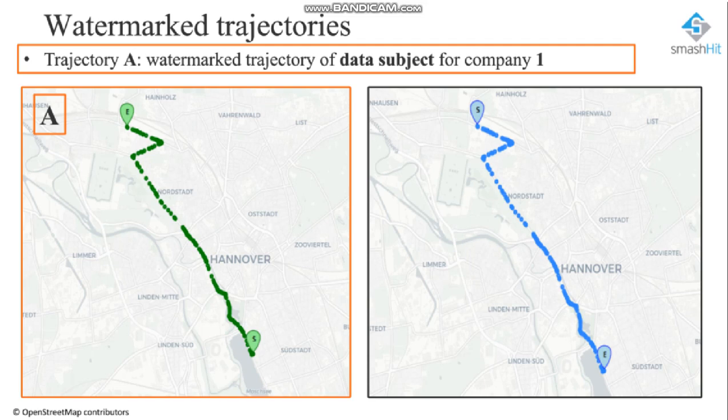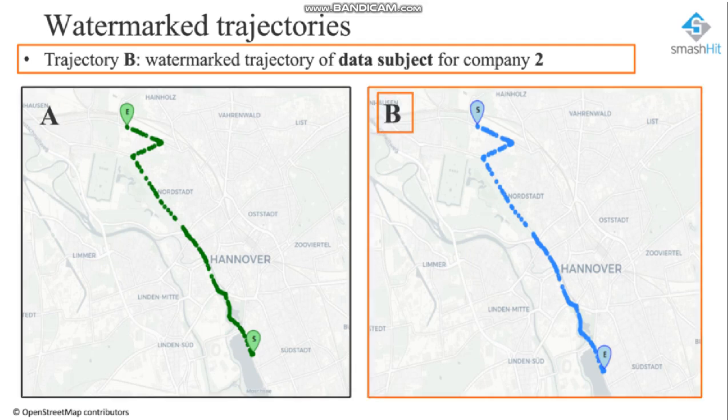Trajectory A is the watermarking result of the original raw trajectory for the first company. And trajectory B is the watermarking result of the original raw trajectory for the second company.